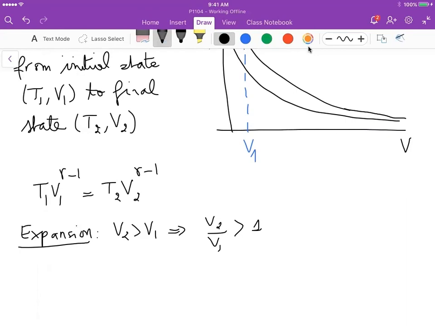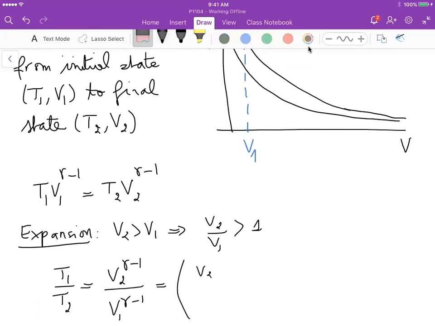Now, how are T1 and T2 related? They are related in the following way. T1 over T2, if you just divide T1 by T2, is equal to V2 to the power gamma minus 1 divided by V1 to the power gamma minus 1. So both have the same index, the same power. So we can write it down as V2 over V1 to the power gamma minus 1, right?